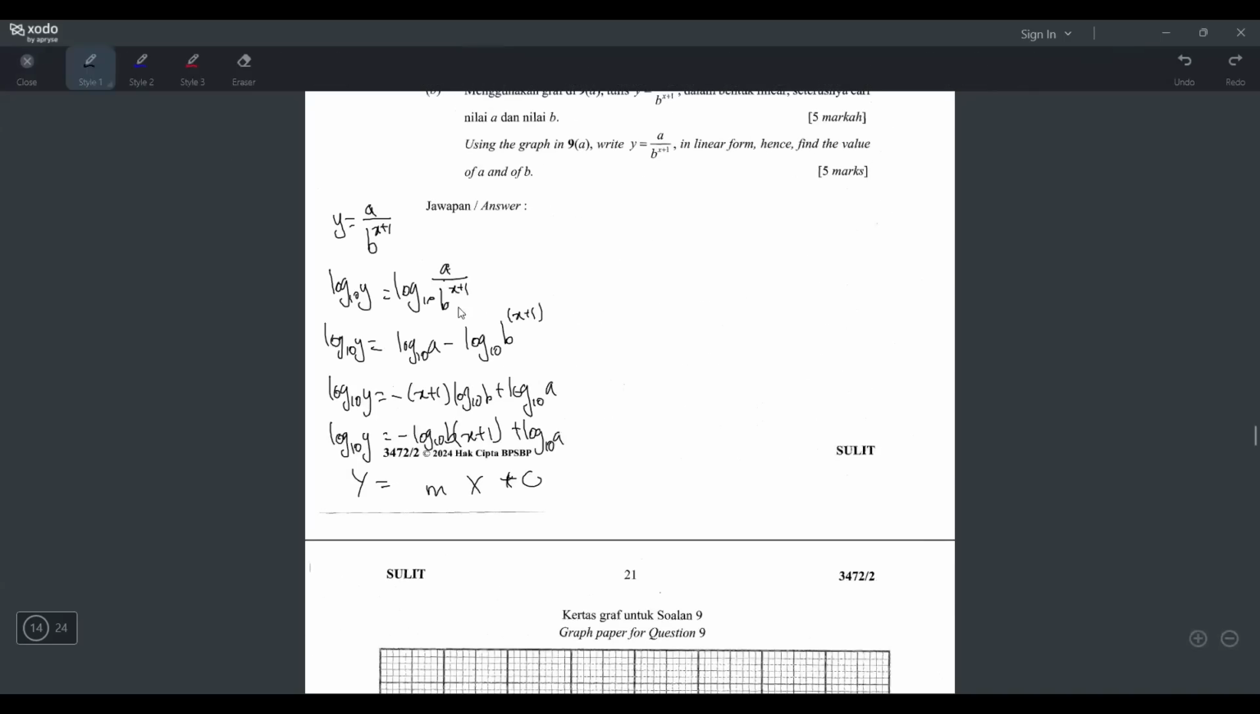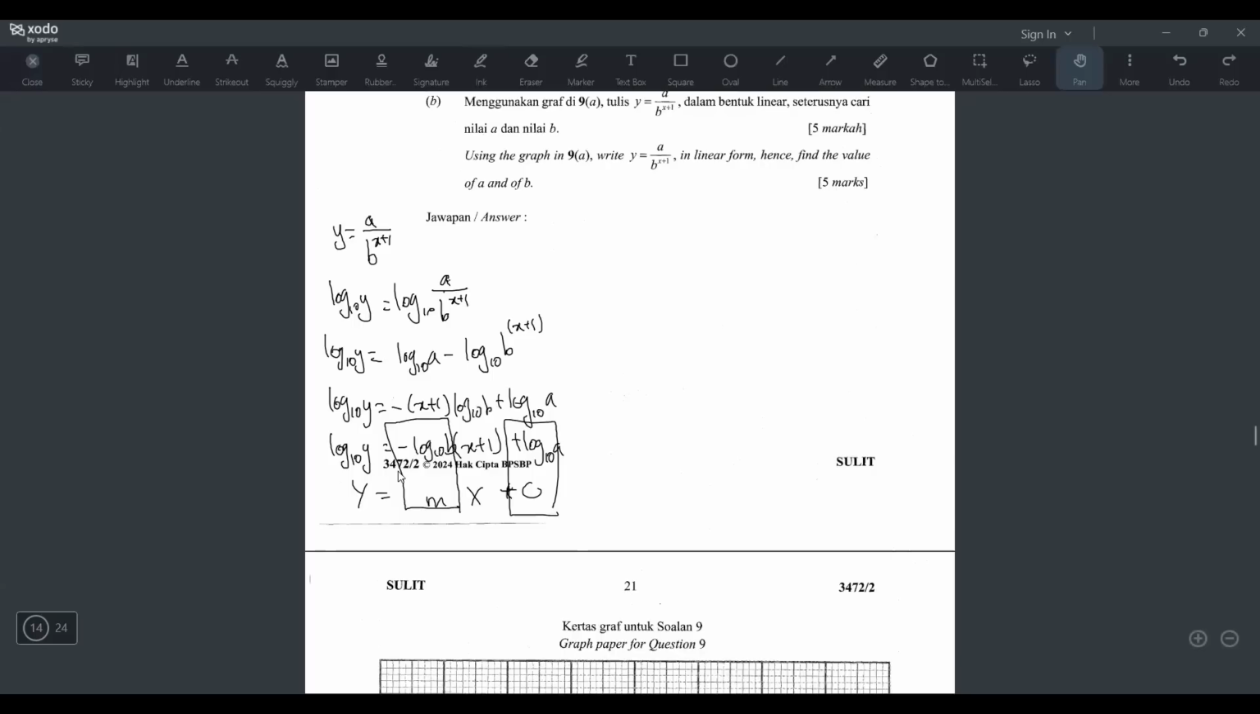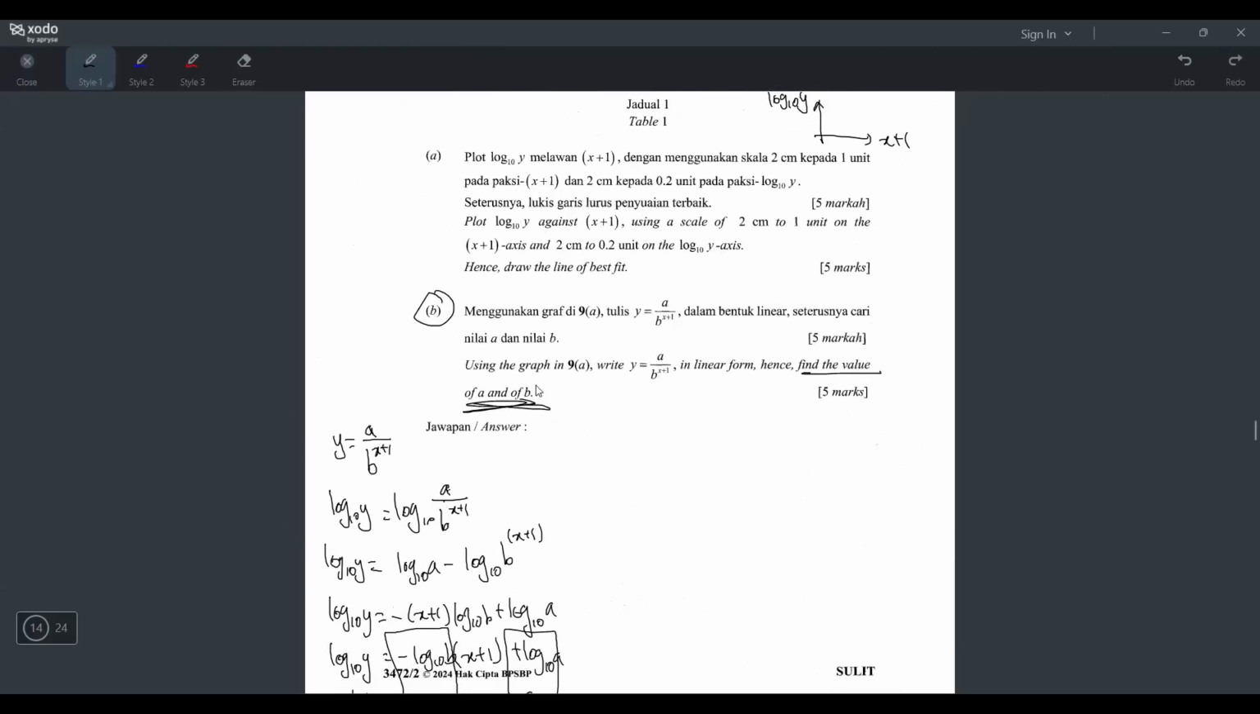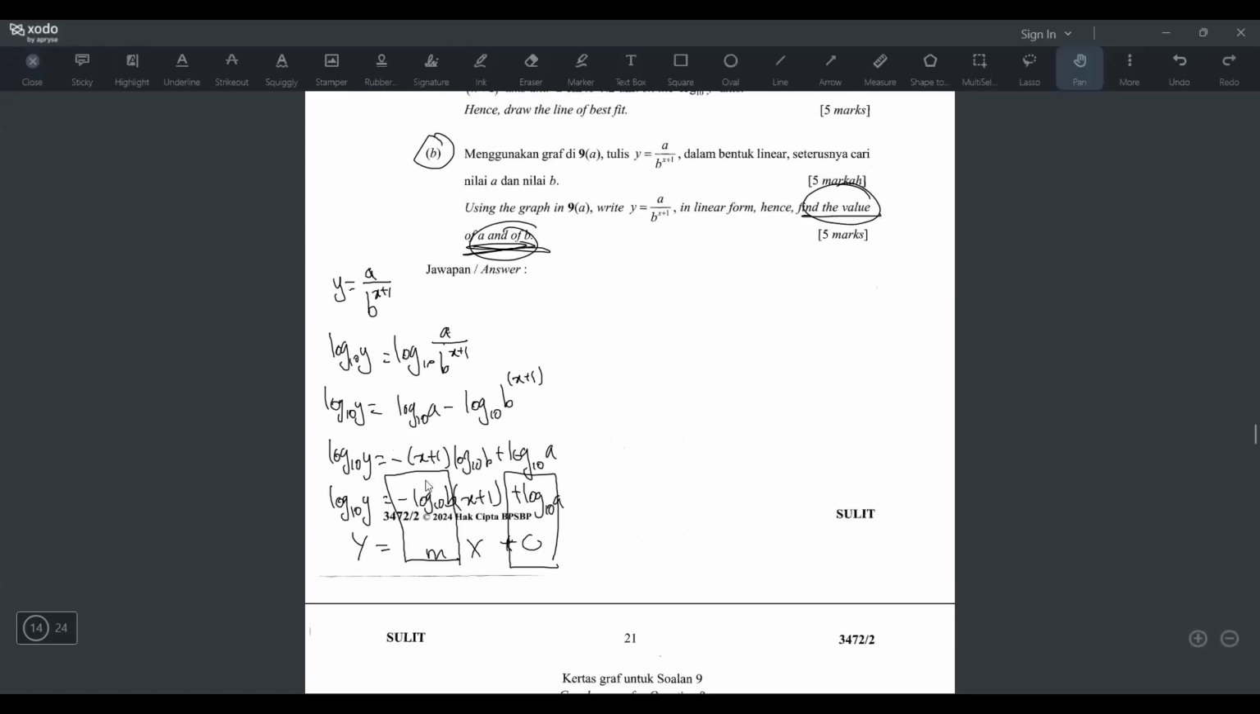It means that your gradient and y-intercept sudah boleh nampak dah. So your gradient is what? Negative log b and your y-intercept is log a. And I'm sure you will need this later. After you draw the graph, dia akan suruh you cari A and B. Okay, so I will show you now. Cuba tengok part B. Find the value of A and B, right? So when you do part B later, you kena refer you punya linear form, you punya y equals mx plus c, and then use this to find your A and B.